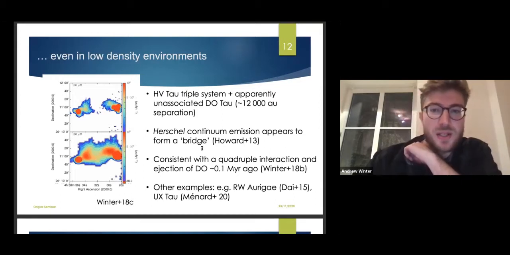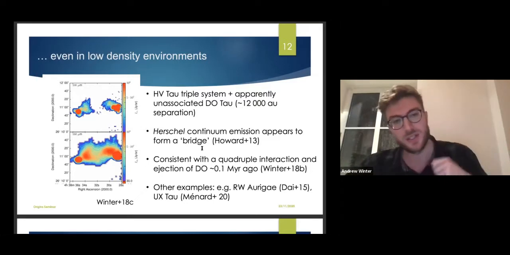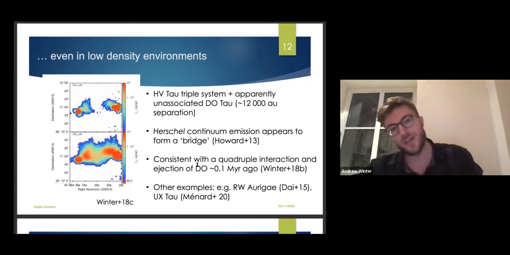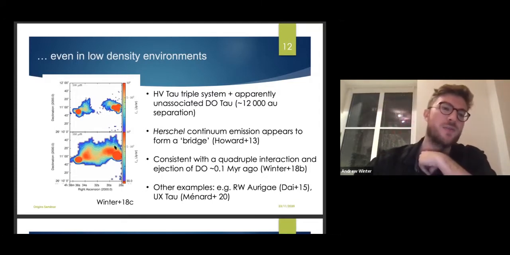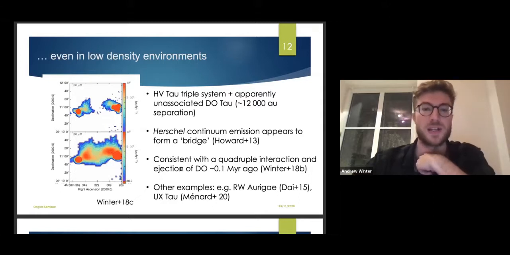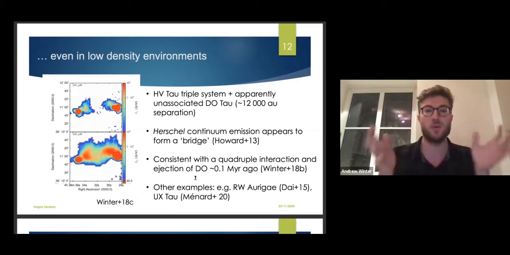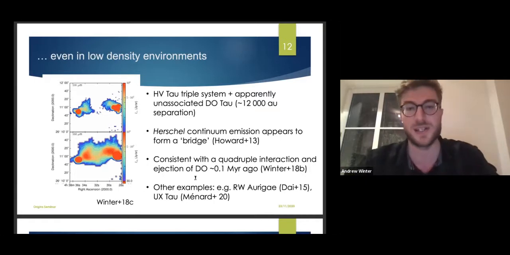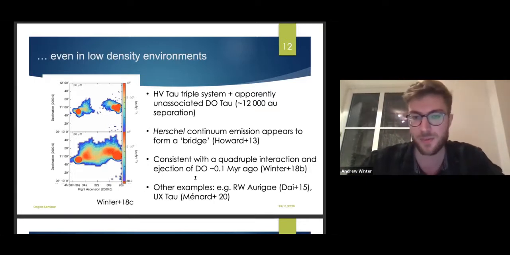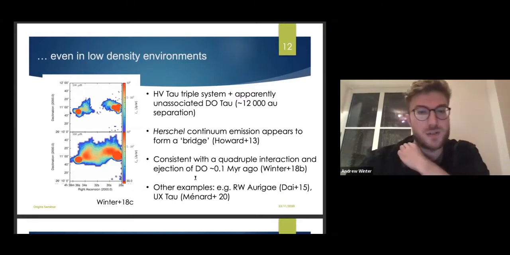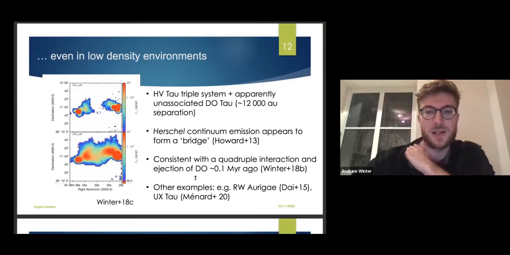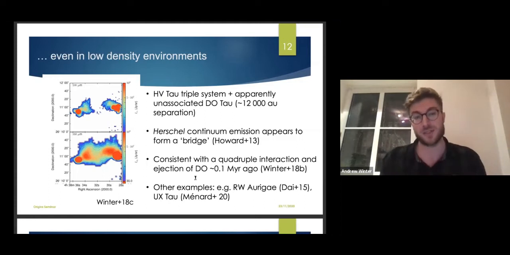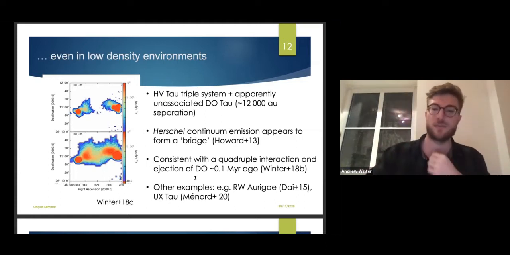And this seems to be consistent with a quadruple interaction in which the two disks, there's a disk around one of the stars in the HV system, and there's a disk around DO Tau, which could have interacted and given rise to this bridge about 0.1 million years ago. And this is consistent with this idea that you have a higher-order multiple that chaotically decays and truncates the disks. There are many other examples of this, and a couple from the literature are RW Aur by Dyer et al. in 2015, and UX Tau, more recently by Menard just this year. But we see quite a lot of these happening, and these are happening in low density environments. So these aren't just random encounters. These seem to be part of the star formation process itself.